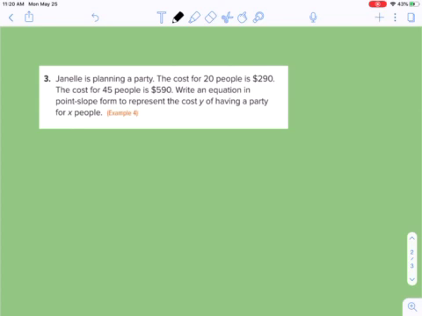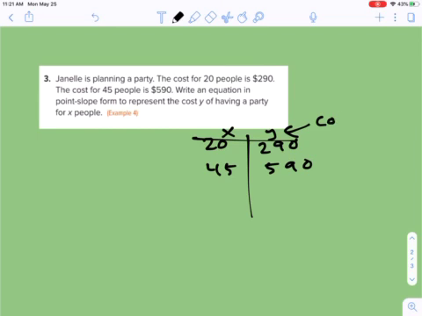What they gave us is two pieces of data: when I have 20 people, it costs $290, and when I have 45 people, it costs $590. If you look at that, it looks a lot like an x and y table, right? The 20 and 45, the number of people, would definitely be your x because you can control that. And then y is the dependent variable, which means that the cost you get here is dependent upon how many people. So we actually have two x and y values here, right? We've got an x1, y1, and we've got an x2, y2.